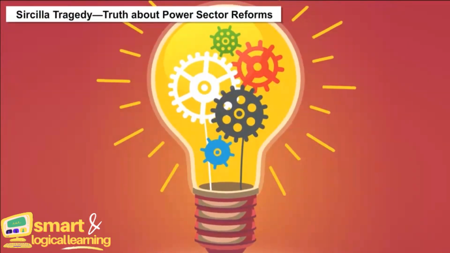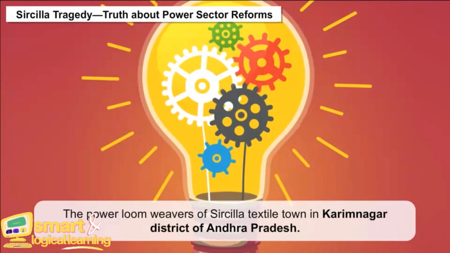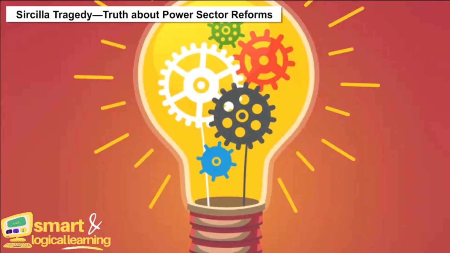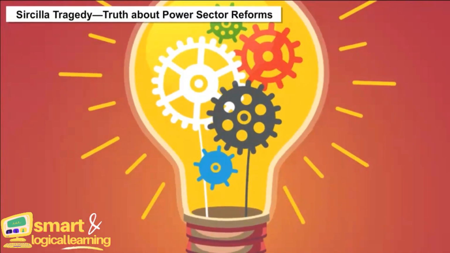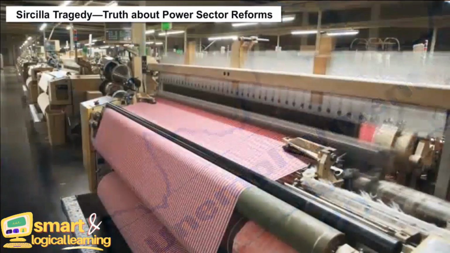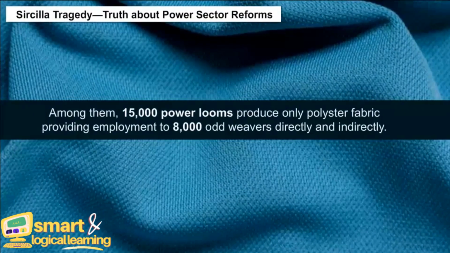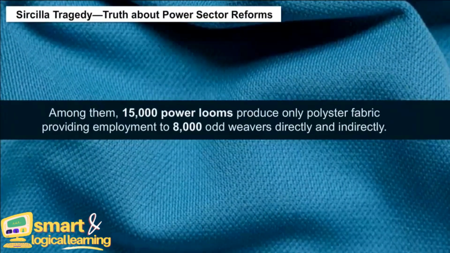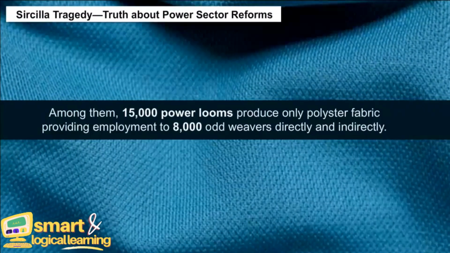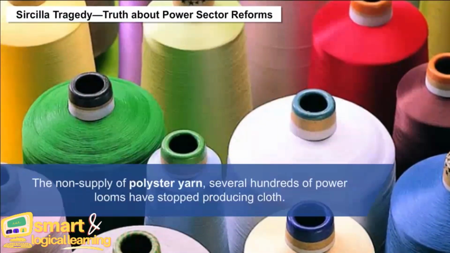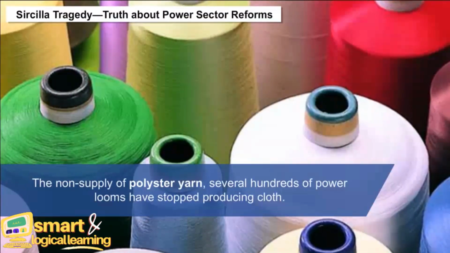Circular tragedy. Truth about power sector reforms. The powerloom weavers of Circular Textile Town in Karimnagar district of Andhra Pradesh, who are yet to recover from the burden of FSA, or fuel surcharge adjustments, are now reeling under the crisis of unemployment. There are around 34,000 powerlooms in Circular Textile Town. Among them, 15,000 powerlooms produce only polyester fabric, providing employment to 8,000 odd weavers directly and indirectly. However, following the non-supply of polyester yarn, several hundreds of powerlooms have stopped producing cloth and others are also on their way to closure.